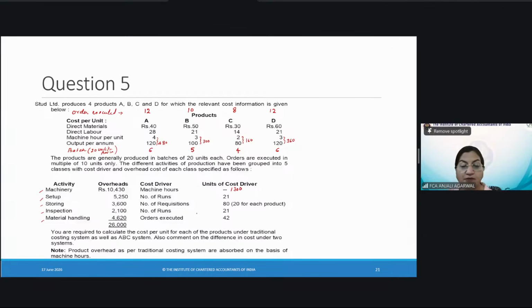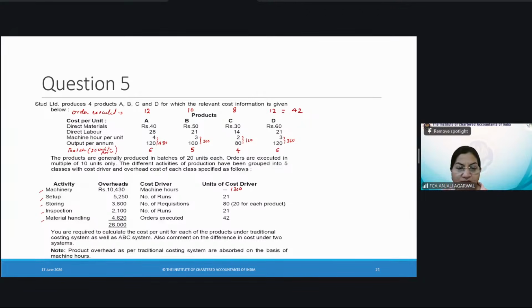Inspection is based on number of runs, 21 runs. Look at it. How many runs are there? Again on the basis of batches. So there again 21. And material handling will be on the basis of orders executed. So they are 12 plus 10, 22 plus 8, 30 plus 12, 40. So 21 runs, 42 orders executed, and 1300 hours the machine has run.